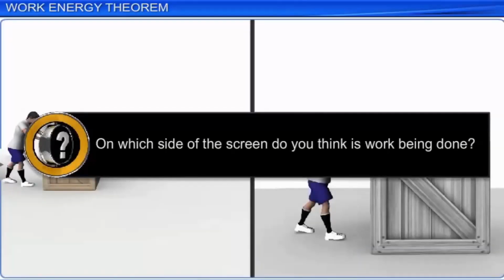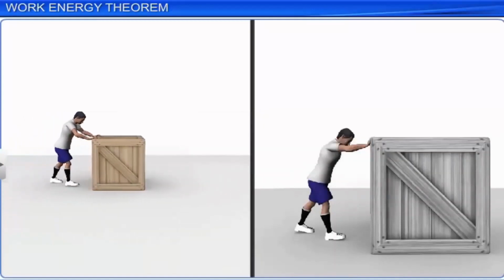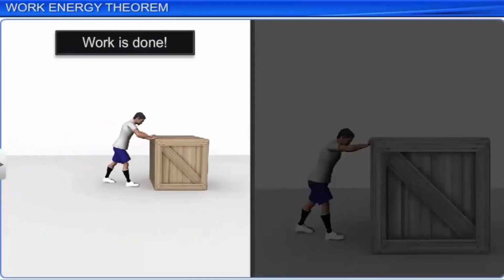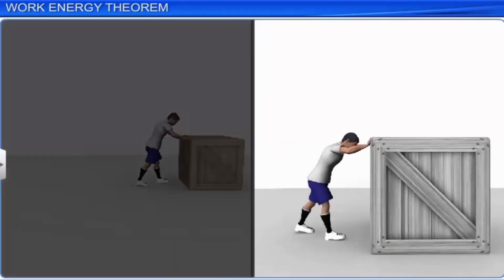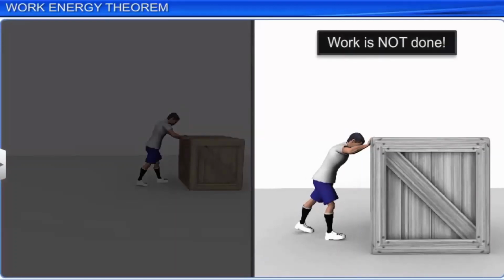On which side of the screen do you think is work being done? Work is being done only on the left side of the screen, where we see that a block is being pushed across the floor. Even though in the second case, the wooden crate is being pushed, there is no work being done.